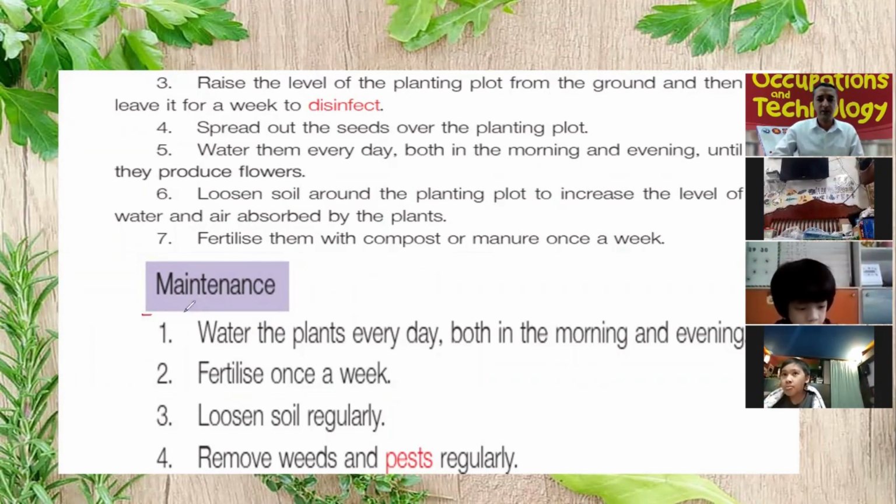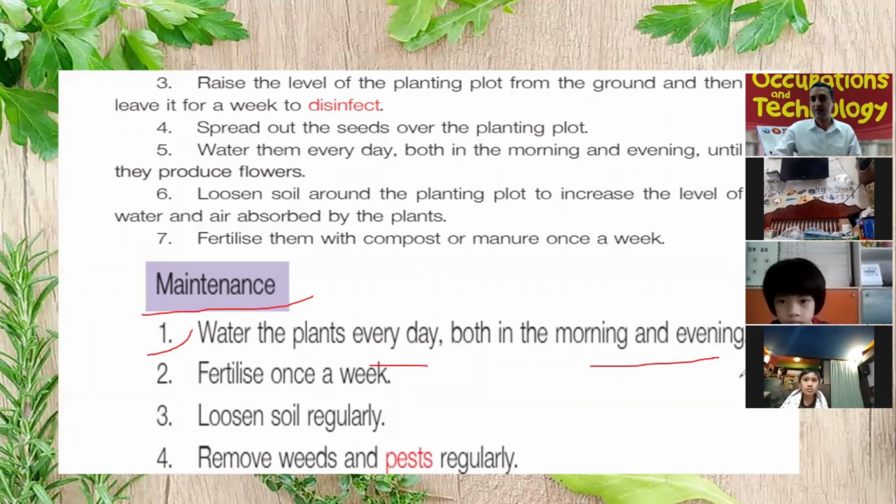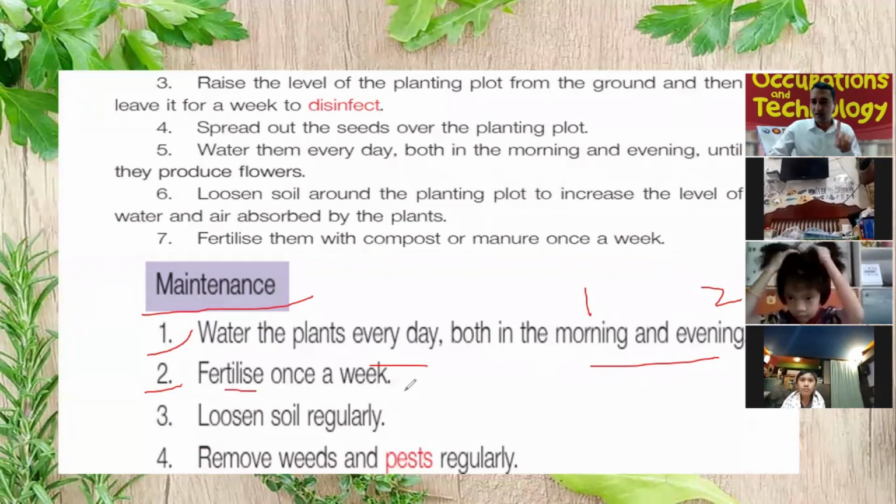Now, how do we maintain it? Maintenance. First of all, water the plants every day, both in the morning and evening. If you would like to maintain our plants so they can grow in the right way and have more flowers, we have to give water every day, once in the morning, second in the evening. The second important thing of maintenance is fertilizer. Fertilize once a week.